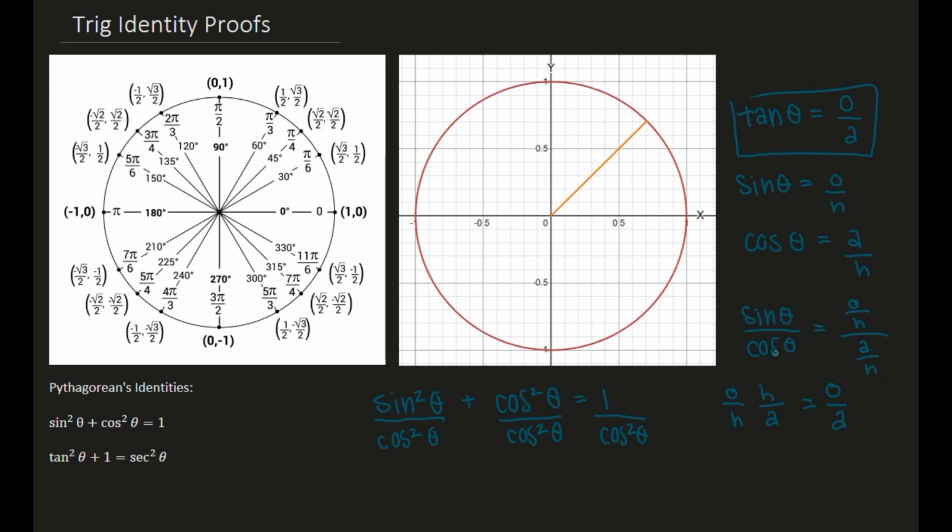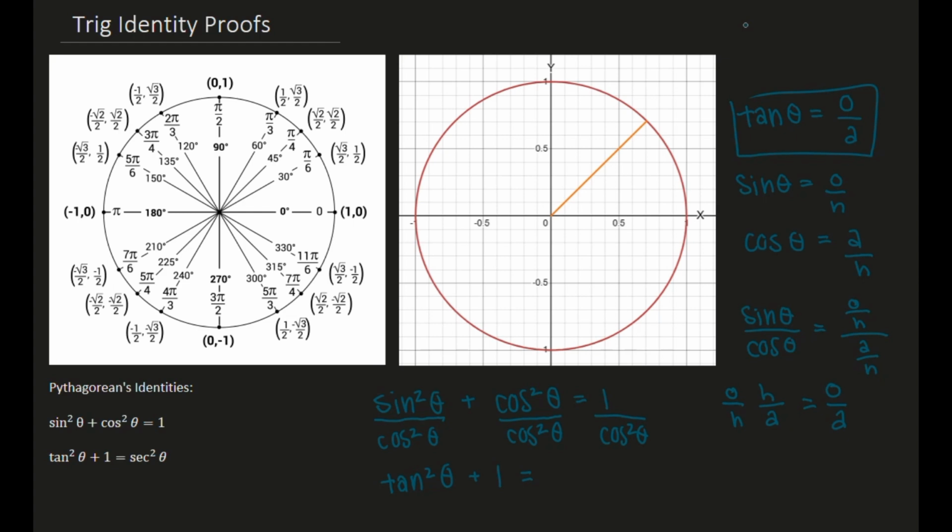So now that I've proven that sine over cosine is tangent, sine squared over cosine squared is going to be tangent squared. So this becomes tangent squared theta plus, well, cosine squared divided by cosine squared, anything divided by itself is just 1. So that becomes 1. And then 1 over cosine squared is actually going to be secant squared.